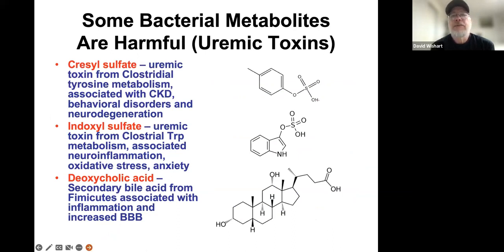So here are some examples of the harmful metabolites: cresyl sulfate, indoxyl sulfate, deoxycholic acid. These are all produced by microbes, often Clostridia microbes. Some are associated with chronic kidney disease, behavioral disorders, neurodegeneration, oxidative stress, anxiety, neuroinflammation, depression. So these are things that come from our diet, but are transformed by microbes, and which lead to long-term chronic disorders.